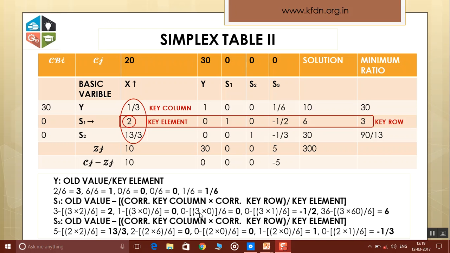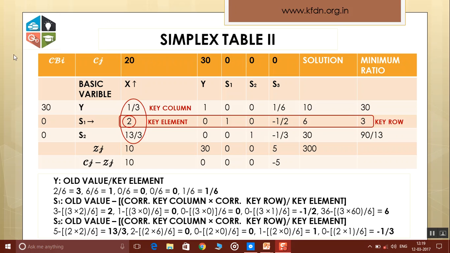Similarly, we will calculate all these values. Old value minus corresponding key column into corresponding key row divided by key element, which equals 0. Again, old value minus corresponding key column into key row divided by key element equals minus 1 by 2, and you can calculate the same for the solution variable also. Now, as 2 will be calculated similarly, you can apply this formula from the earlier table and get your answer, which I have done for you. Now moving on to the next steps.